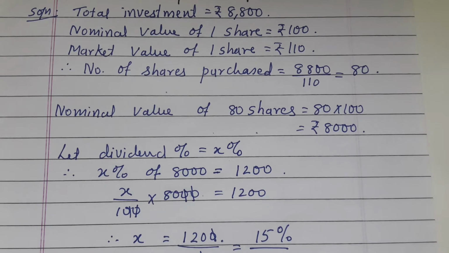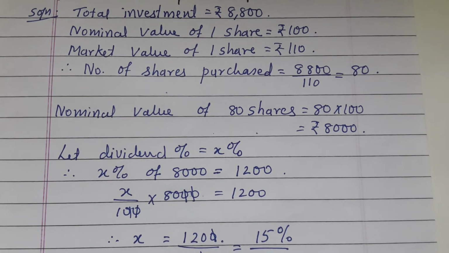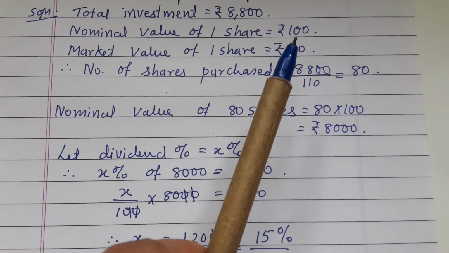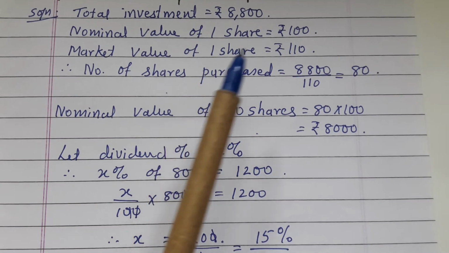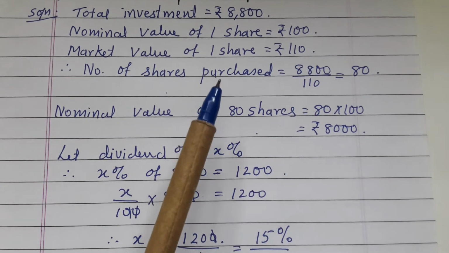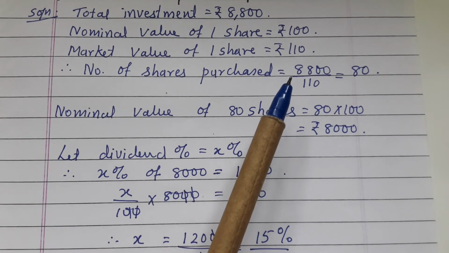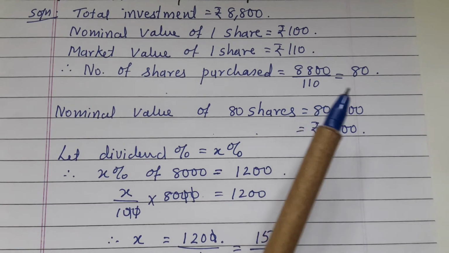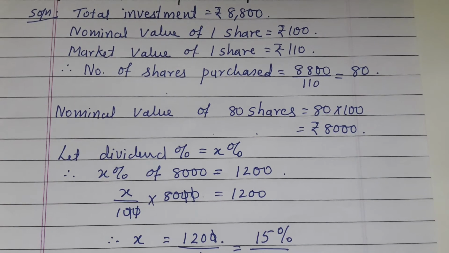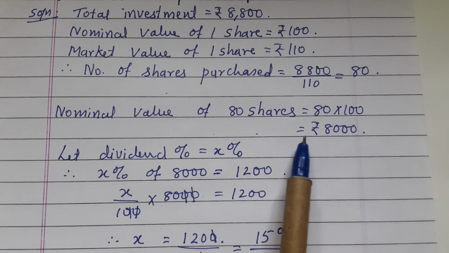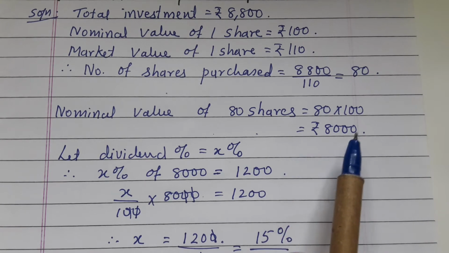Total investment is rupees 8,800. Nominal value of one share is rupees 100. Market value of one share is rupees 110. Number of shares purchased equals 8,800 upon 110, equal to 80. Nominal value of 80 shares equals 80 into 100, which is rupees 8,000.